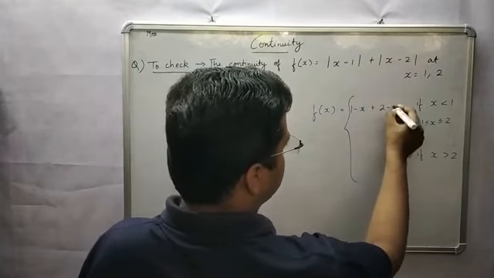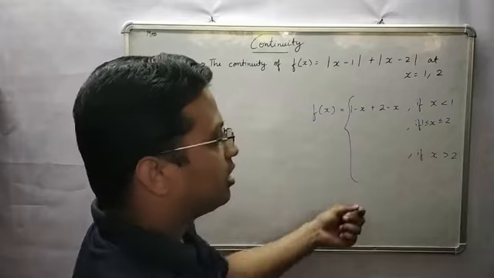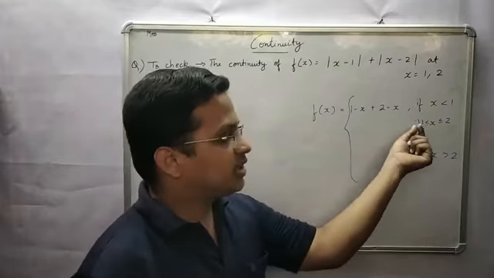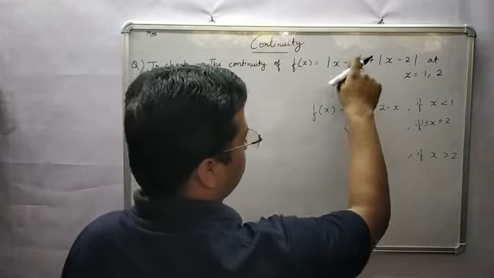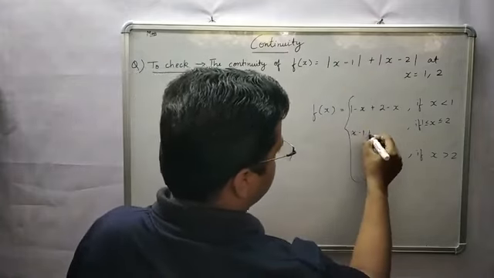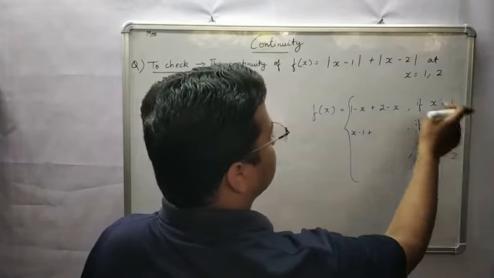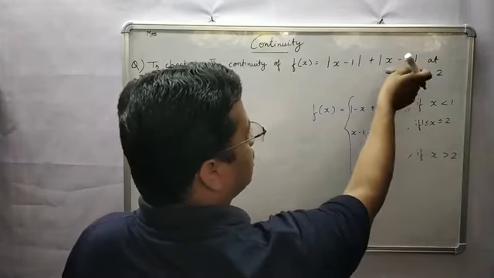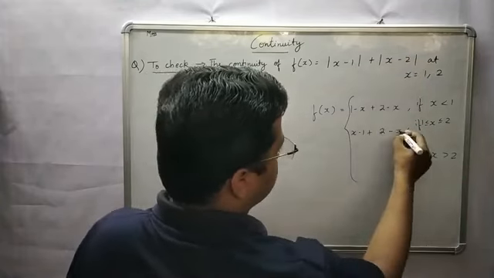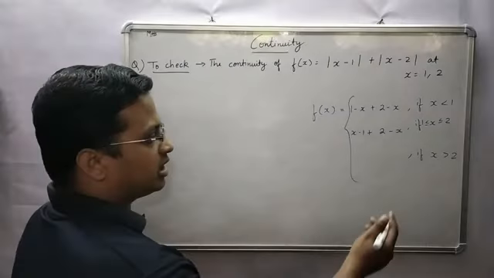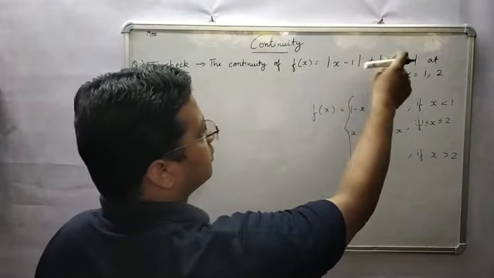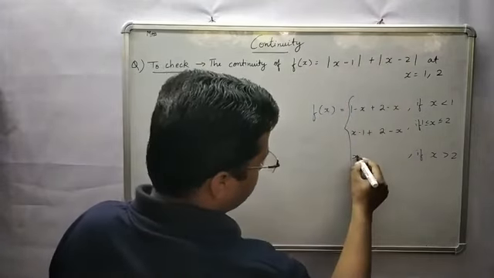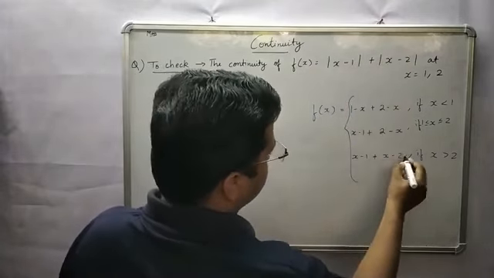So 2 minus x. Now when x lies between 1 and 2, x is greater than 1, that means this is positive, so it will be as it is, plus. X is less than 2, so this will be negative, so it will be 2 minus x. Similarly, if x is greater than 2, this will be positive and this will also be positive. So x minus 1 plus x minus 2.